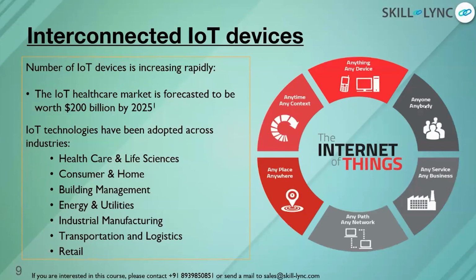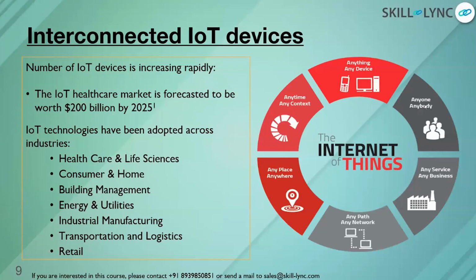Basically it is the interconnecting of IoT devices at any time, by anybody, any place, by any network, and in any context. It can be two devices, one a medical device, one a household device, connected together. As this field has potential applications, the number of IoT devices is increasing rapidly. And as you can see here, the IoT healthcare market is forecasted to be worth 200 billion by 2025.